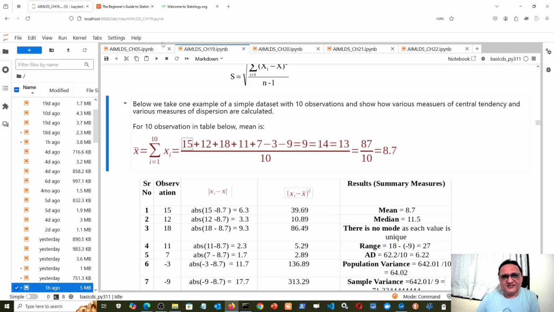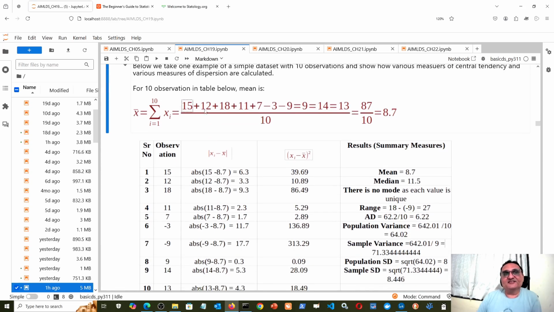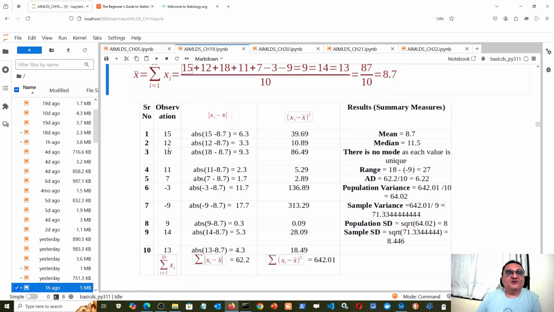We have ready-made functions in the NumPy library, in the SciPy library, and today we will introduce one new library also, which is called statsmodels. In that library, various statistical functions are there. So first we do it manually. Suppose there are 10 observations which are like this: 15, 12, 18, 11, 7, some negative observations are also there, minus 3, minus 9, plus 9, 14, 30.